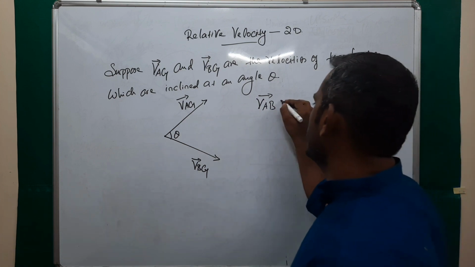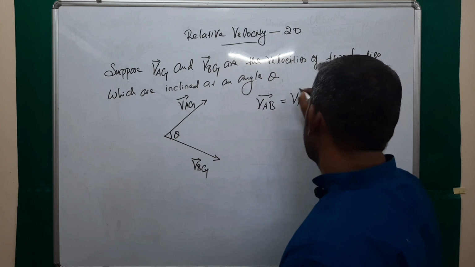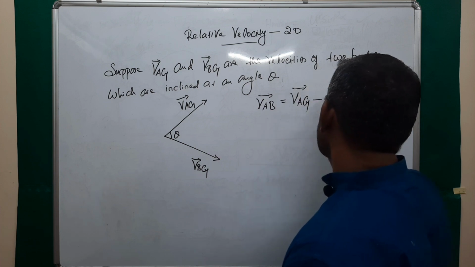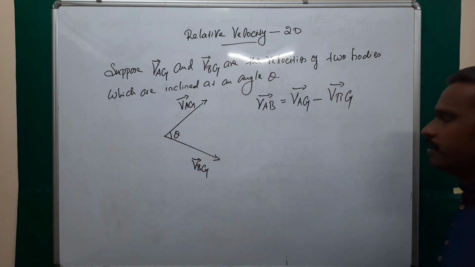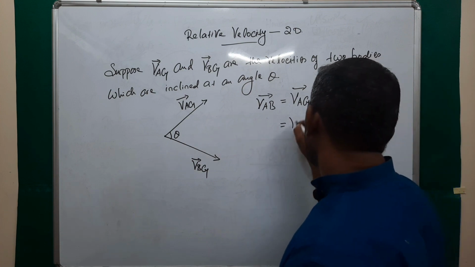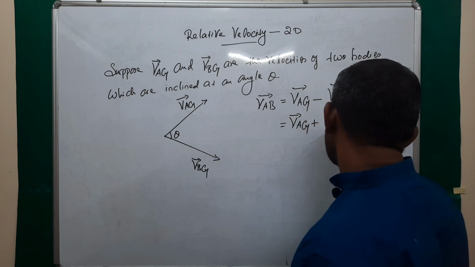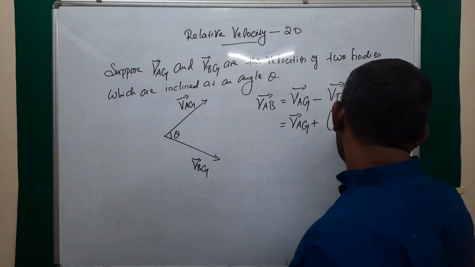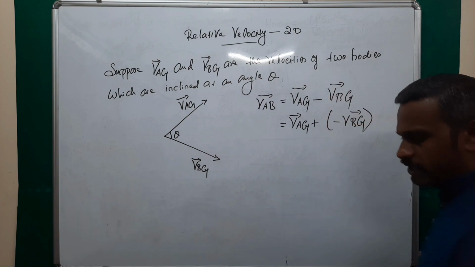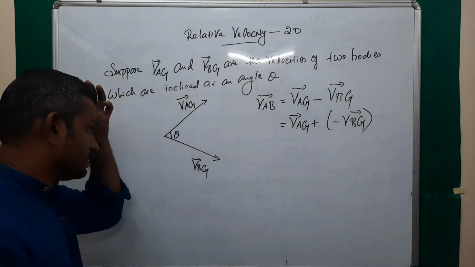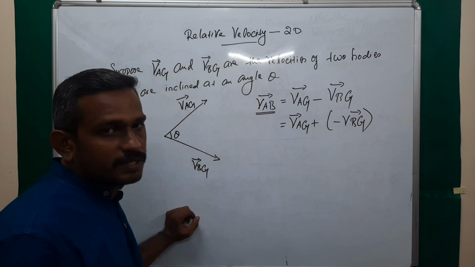So VAB is equal to, by the first formula, VAG with respect to ground minus VBG with respect to ground. So we can write that as the VAG vector plus minus of VBG. So that is two vectors which are inclined at an angle theta. So how to find the resultant? This is the resultant vector.